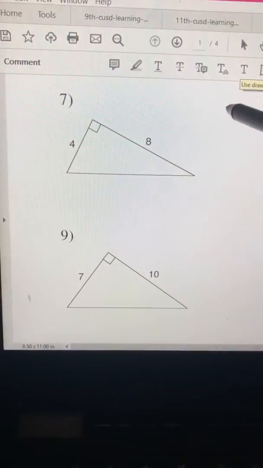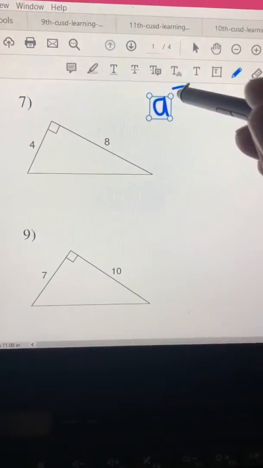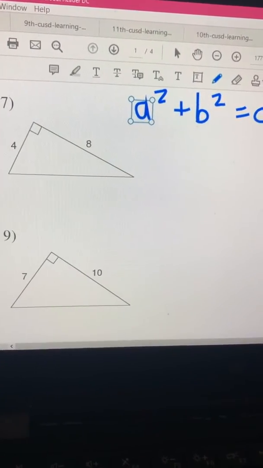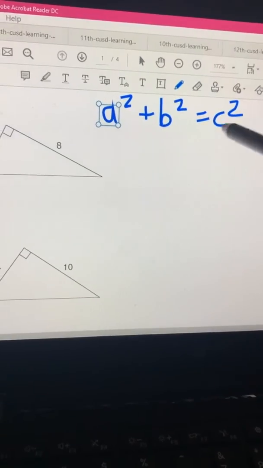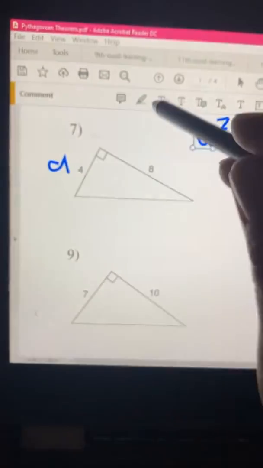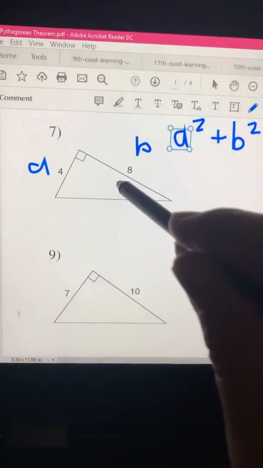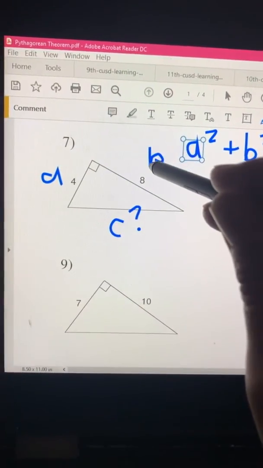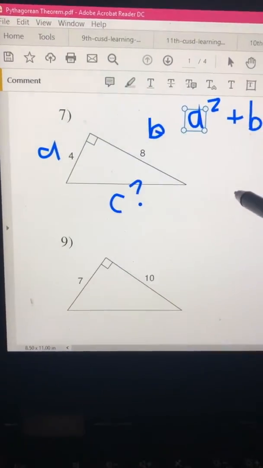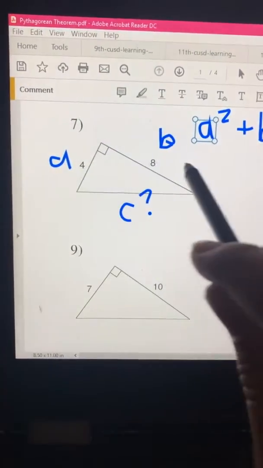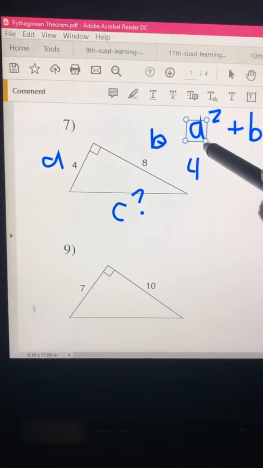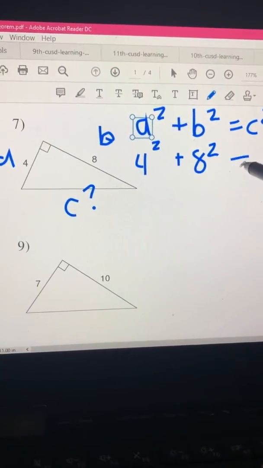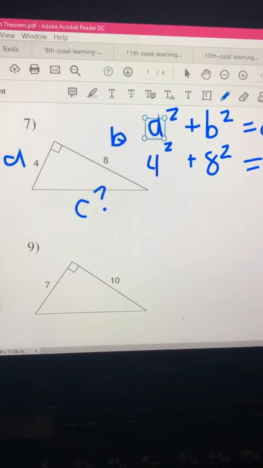All right, so again, let's write down our formula. You need to commit this one to memory for sure: A squared plus B squared is equal to C squared. Let's say that this is A, and this is B, so we're trying to find C. I'm sorry if it's not the neatest on my touch screen here. So this is 4, and that's 8. We're going to put 4 squared plus 8 squared, and this is going to help us figure out the last length here.